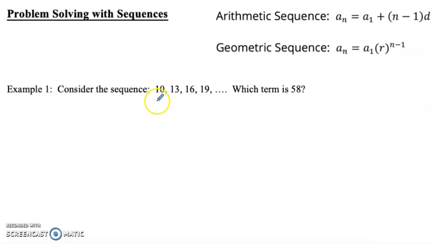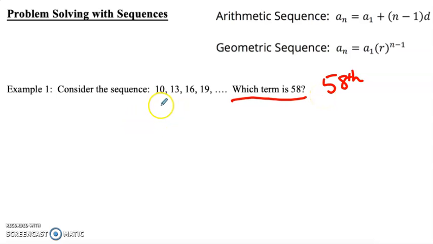We've got a sequence, consider it. Let's say we've got 10, 13, 16, and then 19. So this looks kind of familiar, but the way this is worded does not. It says, which term is 58? We are used to it saying, hey, what is the 58th term? Okay, so it's worded a little bit differently. So we're actually working backwards.